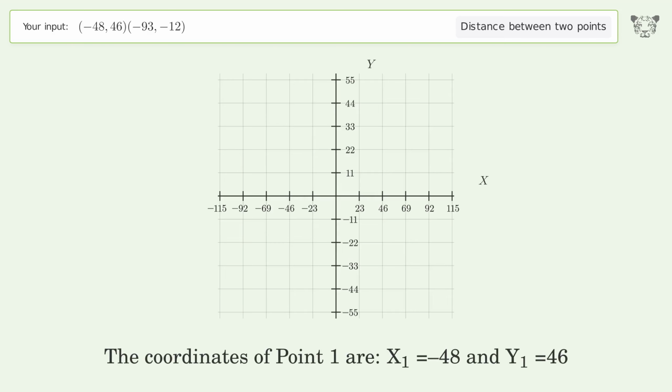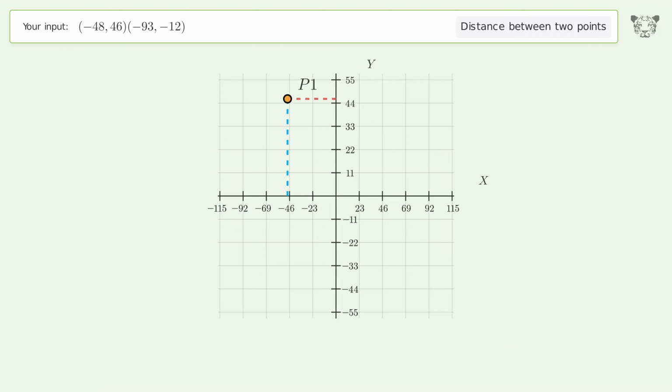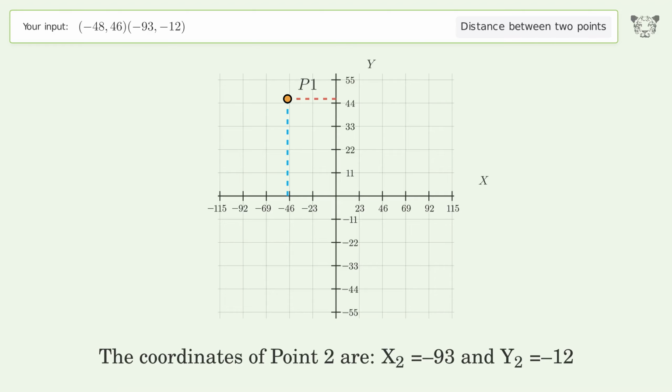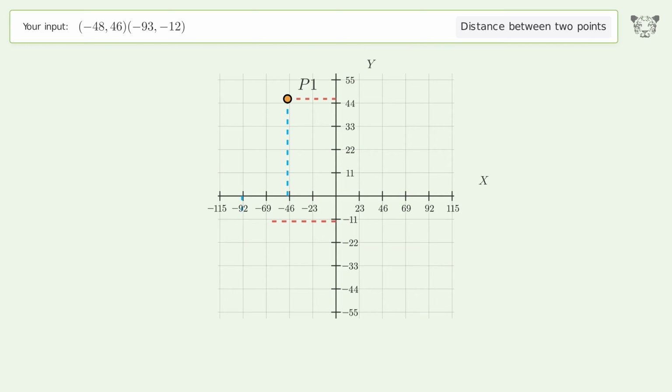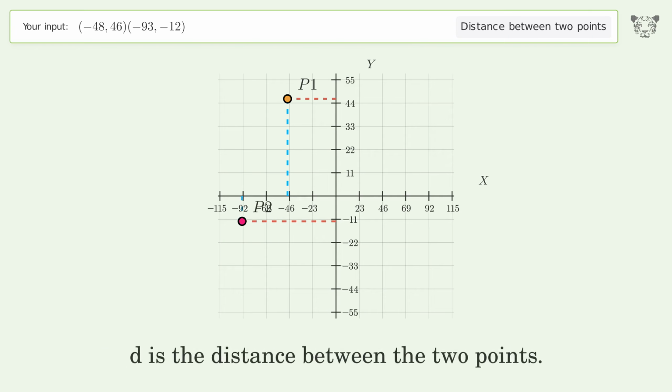The coordinates of point 1 are x1 equals -48 and y1 equals 46. The coordinates of point 2 are x2 equals -93 and y2 equals -12. D is the distance between the 2 points.